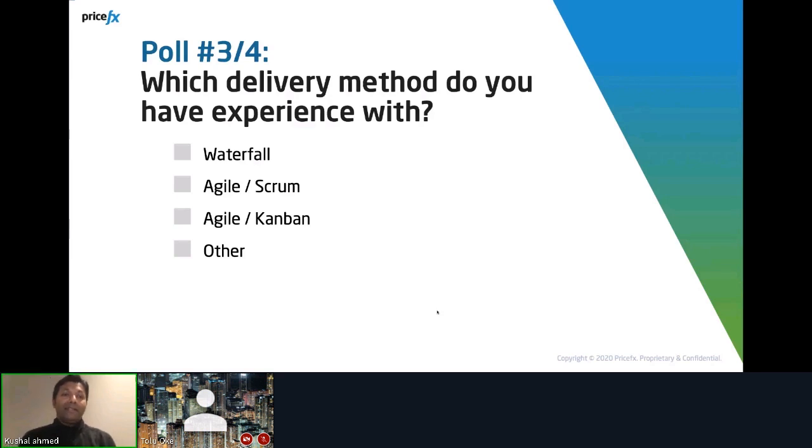Okay, we've got the result. Actually, what we have got is everyone is experienced with waterfall, 100% waterfall selection. Interesting, right?